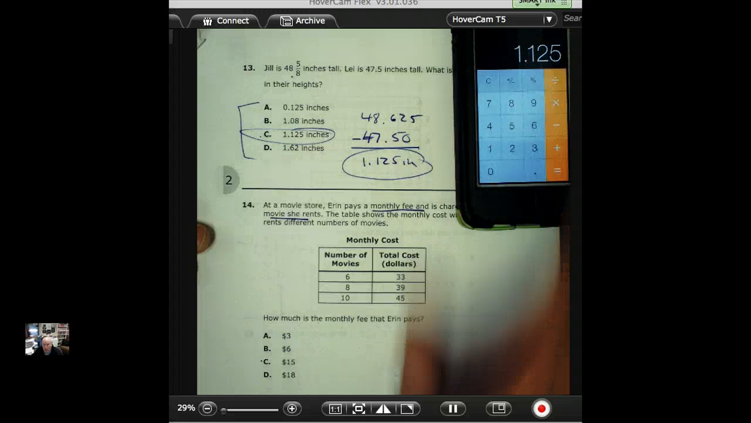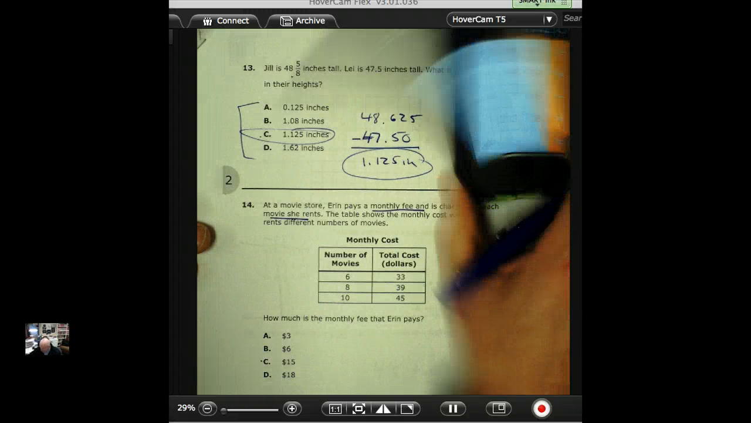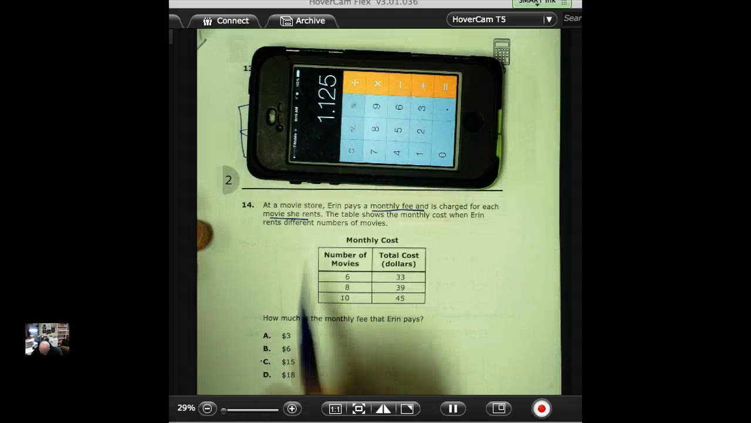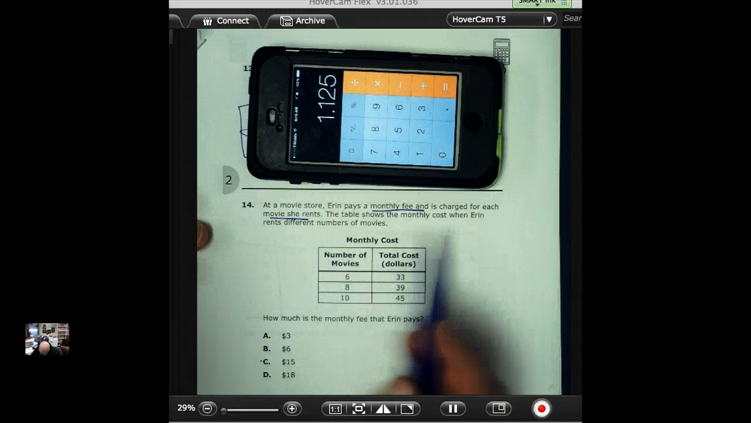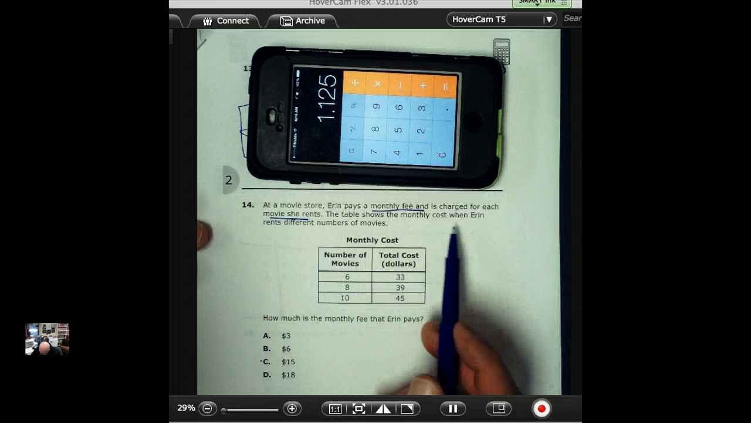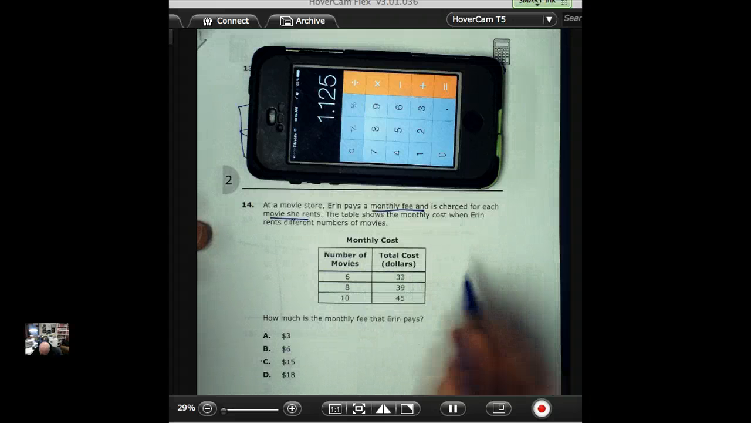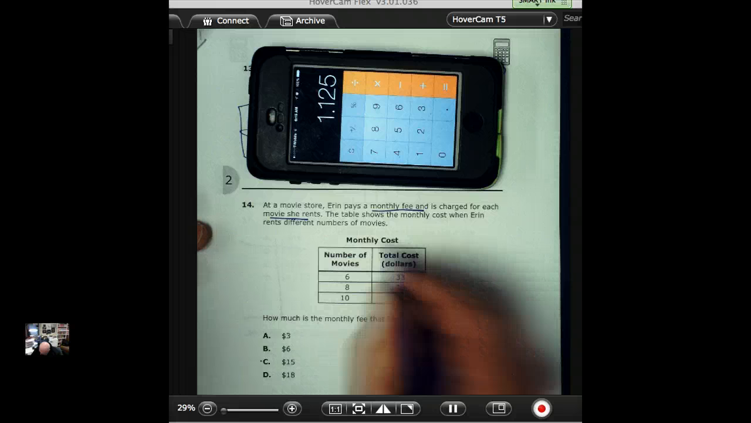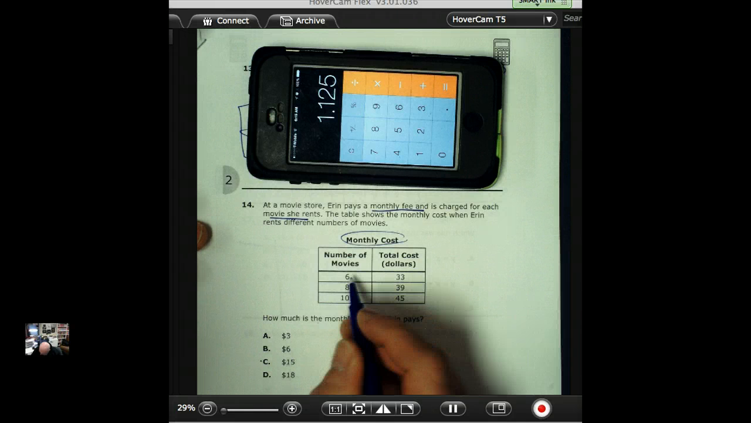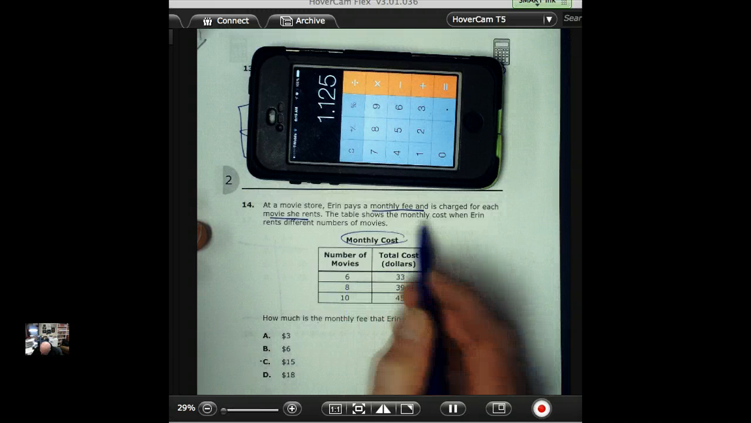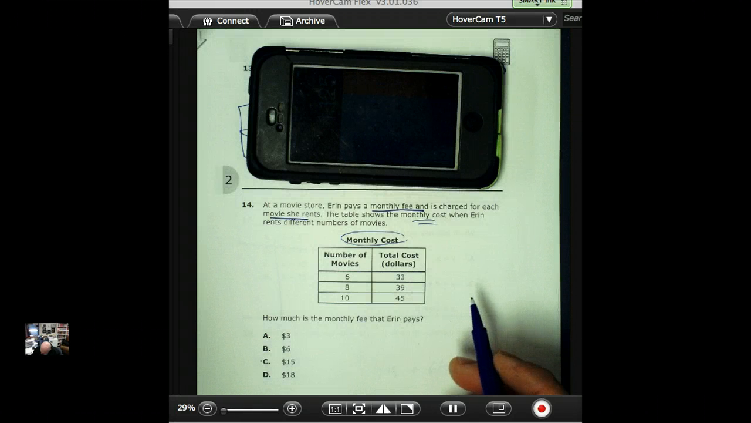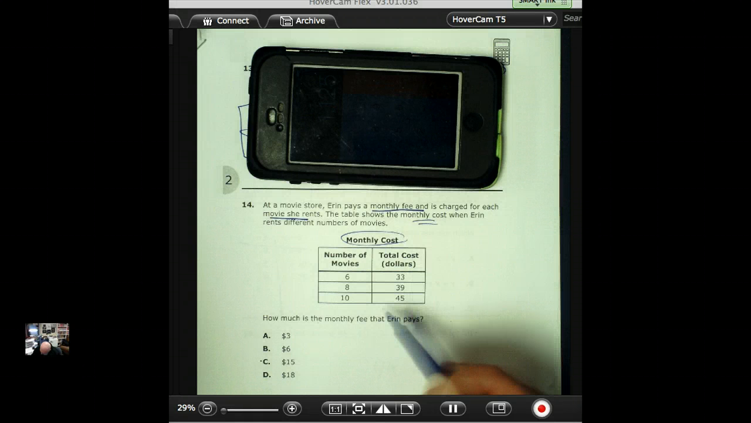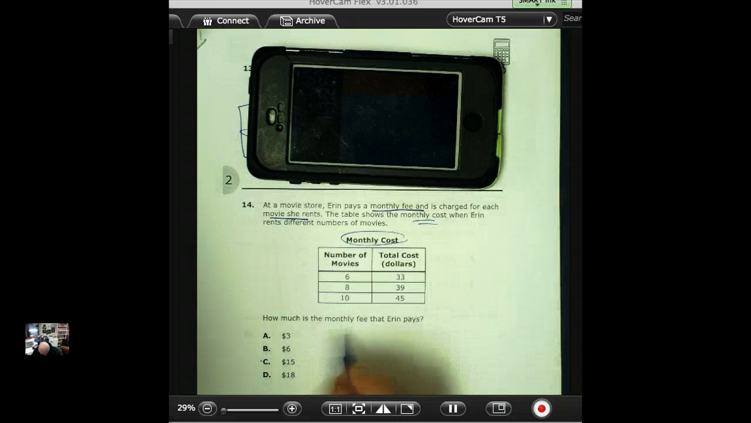The next one, probably the toughest problem in the pack thus far. At the movie store, Erin pays a monthly fee and is charged for each movie she rents. The table shows the monthly cost when Erin rents a different number of movies. So she has to pay some dollars for each movie, plus there's this monthly fee, and then the total cost for the different number of movies. We're trying to figure out what the monthly fee is here.